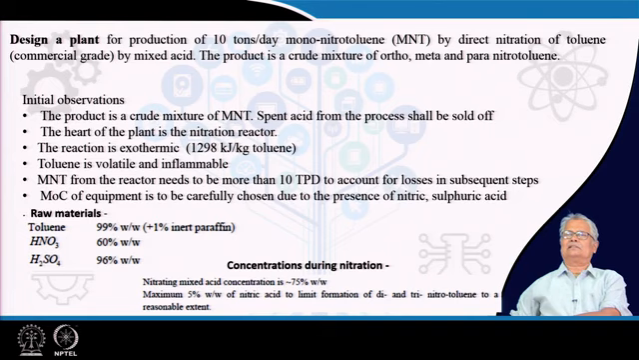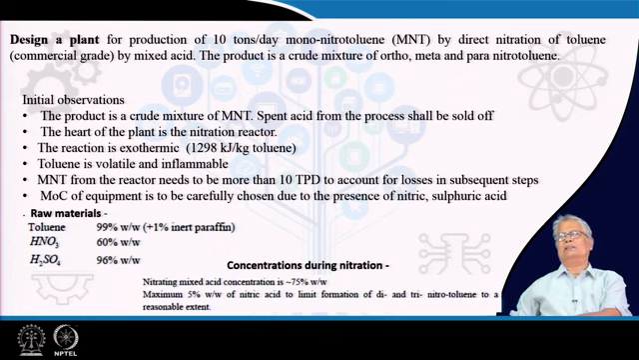Let's look at the problem and make a few initial observations. The first observation is that the product is a crude mixture of different species. It's not a single compound. The process will also generate a spent acid, and there is a market for that. This was told to me not during the design of the plant, but later on.